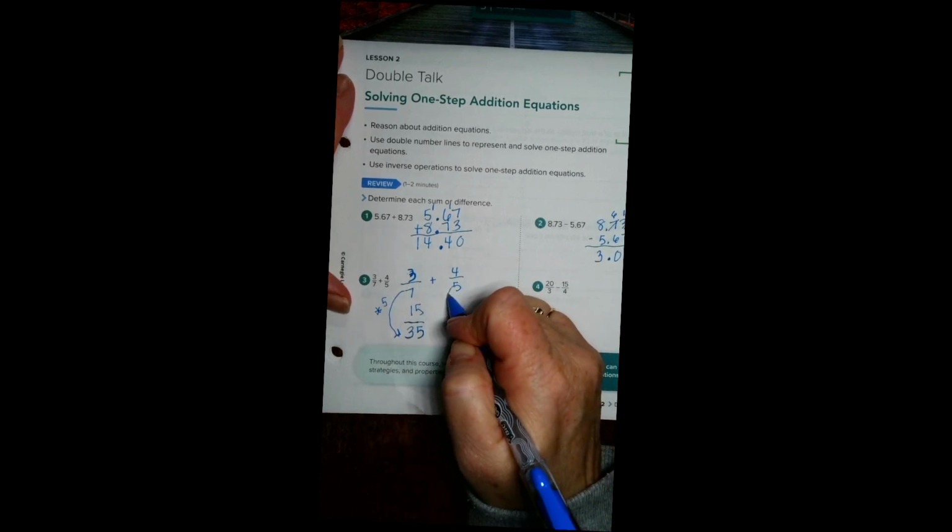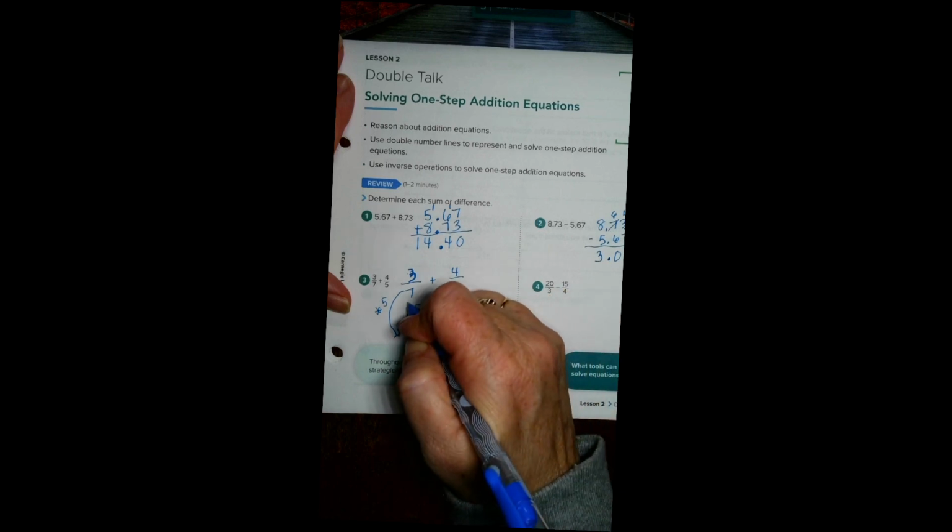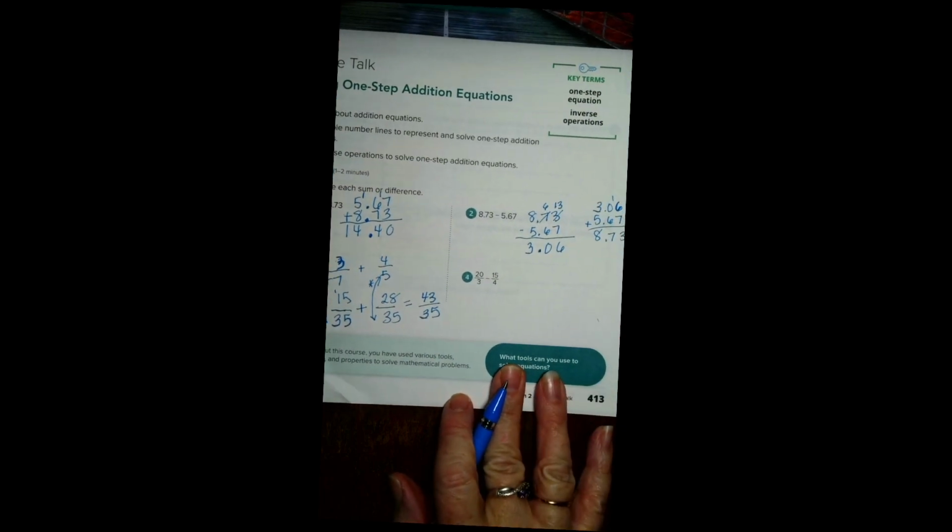So I'm scaling up by 5, so I need to do the same thing there. So 3 times 5 is 15. Here I'm scaling up by 7. So 4 times 7, 28. You do not have to draw those arrows if you can just rewrite the equivalent. And then 15 plus 28. 5 plus 8 is 13. I would be carrying a 1, so 43 over 35. And I'm okay if you leave the final answer like that.